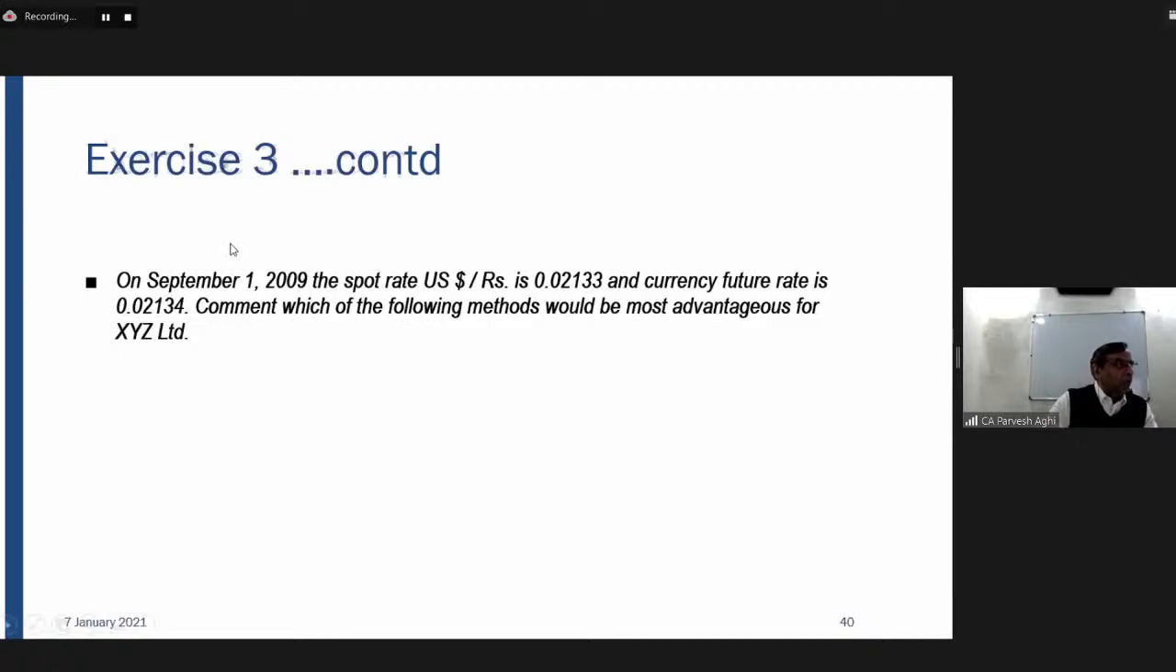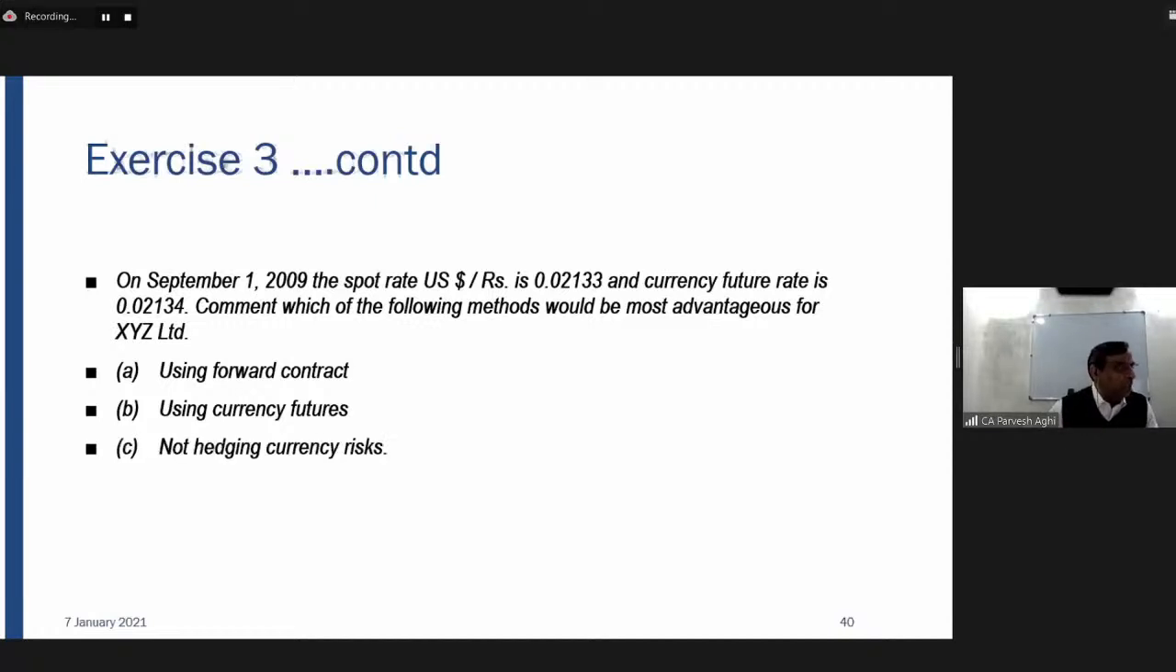If it is not the expiry, so this is maybe a rate; the difference is because of that. So the currency future rate is this, the spot rate is given to you as 0.021133, and the future rate is given as 0.02134. Comment, which of the following methods would be most advantageous for the company XYZ? Using a forward rate, using currency futures, and not hedging the currency risk.